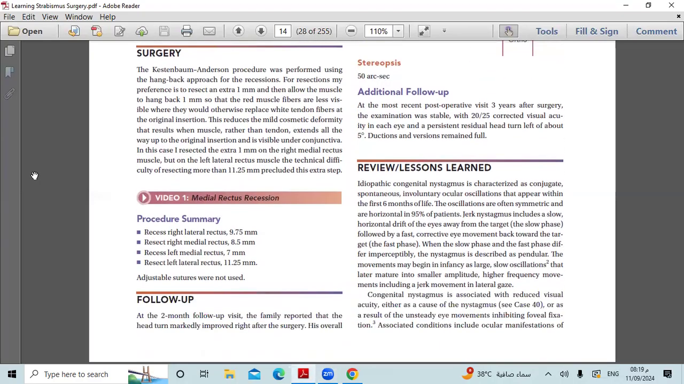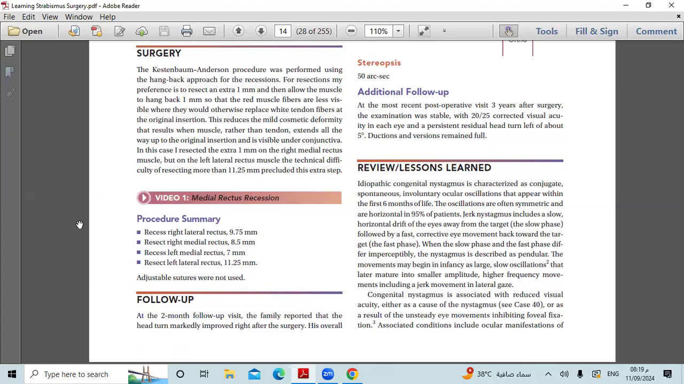Continue. Procedure summary. Recess right lateral rectus 9.75 millimeters. Resect right medial rectus 8.5 millimeters. Recess left medial rectus 7 millimeters. Resect left lateral rectus 11.25 millimeters. Adjustable sutures were not used.